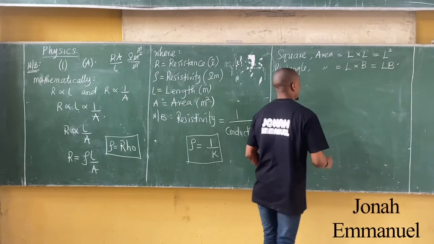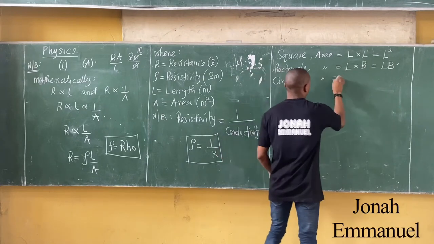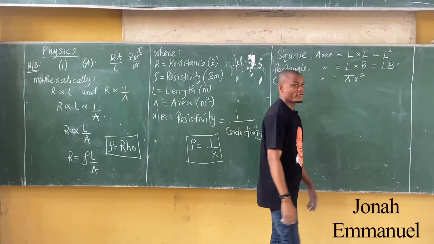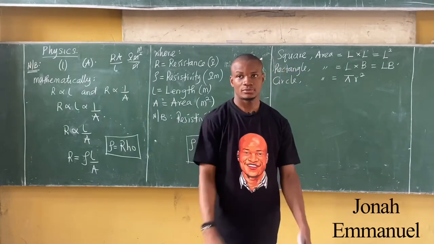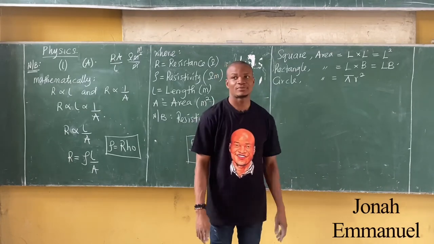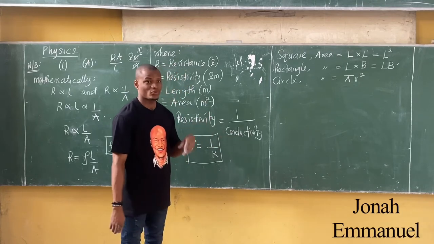For a circle, what's the area there? Pi r squared. For a sphere, what's the area? 4 pi r squared, okay? But don't worry about that one. Focus more on these: square, rectangle, and circle.